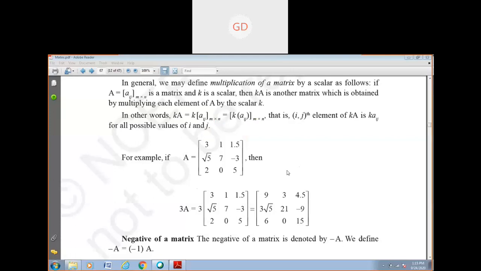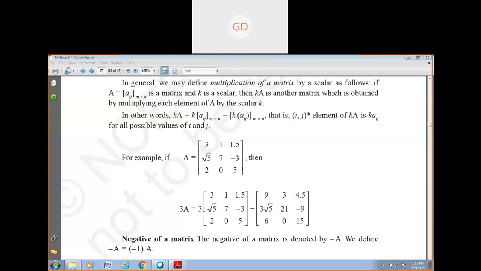So in scalar multiplication, we have to multiply a matrix by a scalar. Here the scalar is considered 3 and the matrix is considered A. By this scalar, we just have to multiply each and every element of the matrix. It is a very simple way we have to do the scalar multiplication.